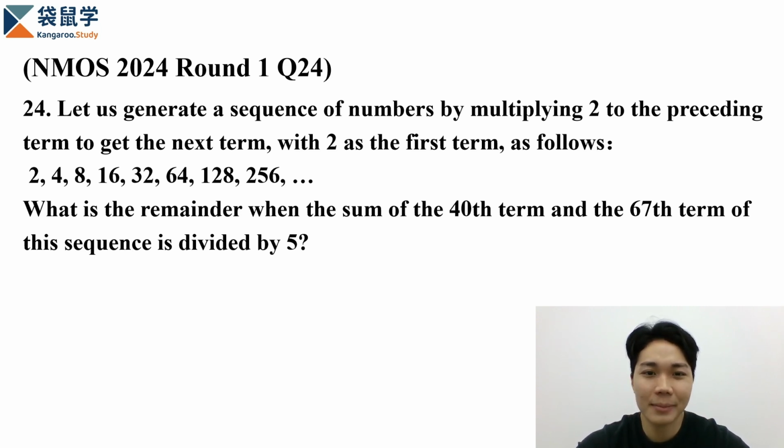So you can see the number sequence. It starts off 2, multiplied by 2, 4, then 8, 16, 32, 64, 128, so on and so forth. What is the remainder when the sum of the 40th term and the 67th term of this sequence is divided by 5? Can you see what the most straightforward way to solve this question would be?